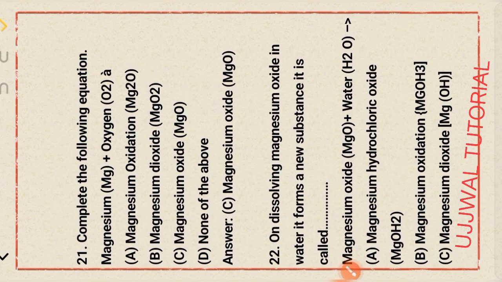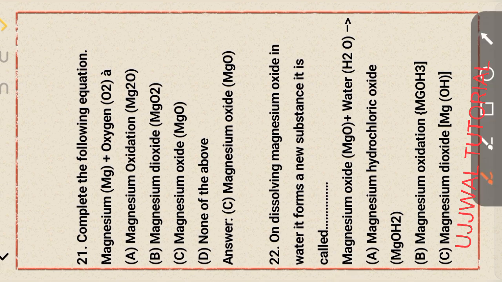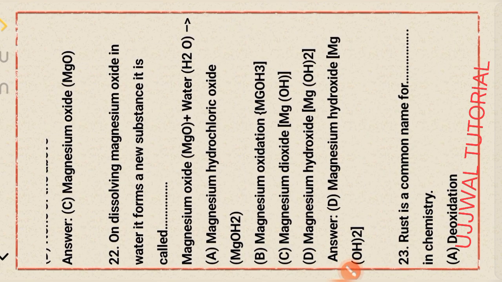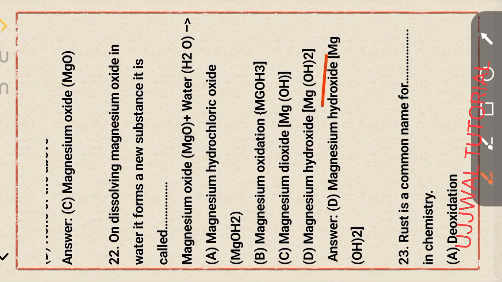Complete the following equation, that is magnesium plus oxygen forms magnesium oxide, that is MgO. Next question, on dissolving magnesium oxide in water, it forms a new substance. It is called, that is the option D, magnesium hydroxide. Mg(OH)2. Okay.